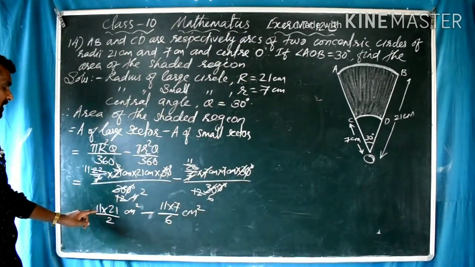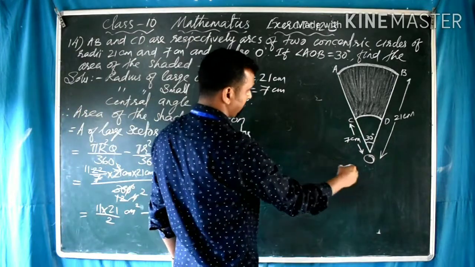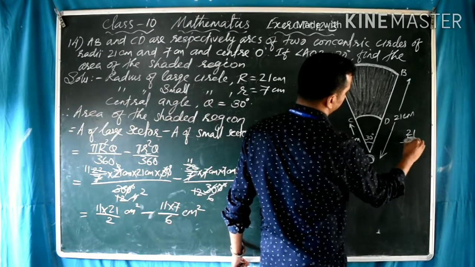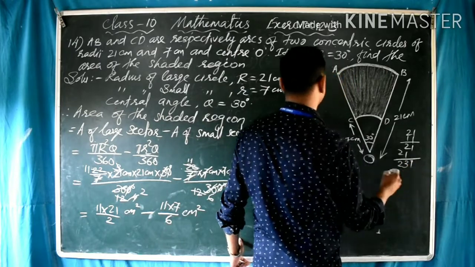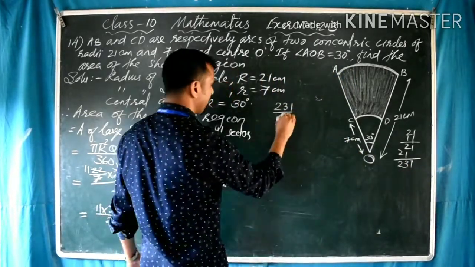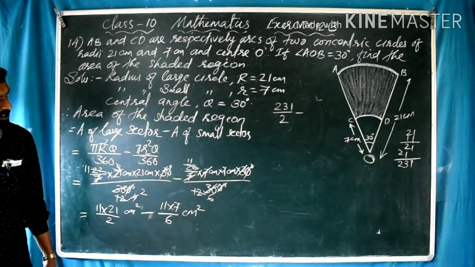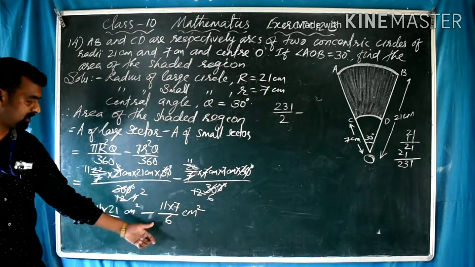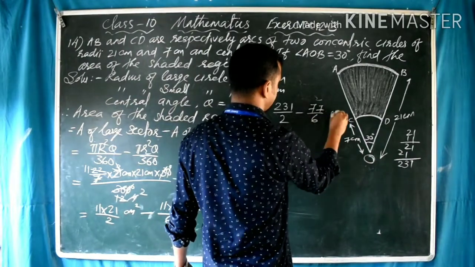Then that is equal to 11 into 21, multiply that: 21 into 11, that is 231, divided by 2, minus 11 into 7, 77 divided by 6 centimeter square.